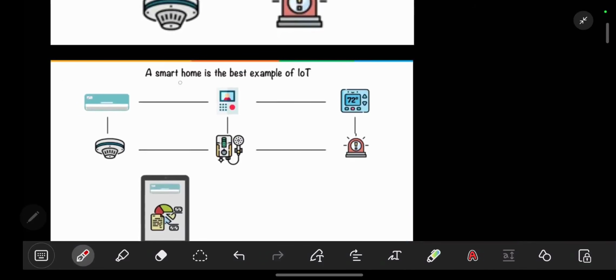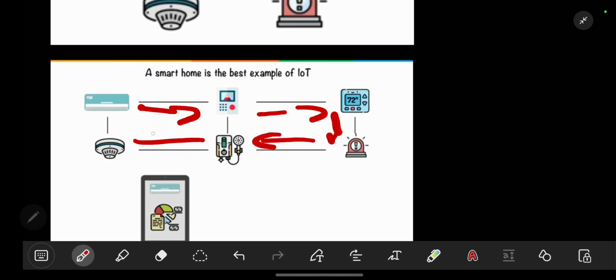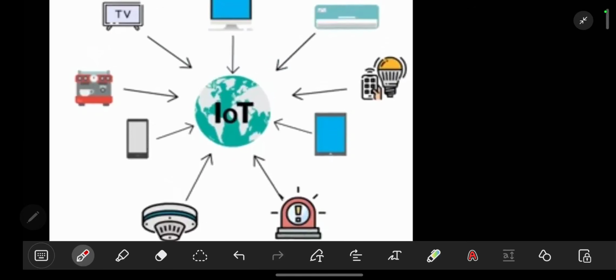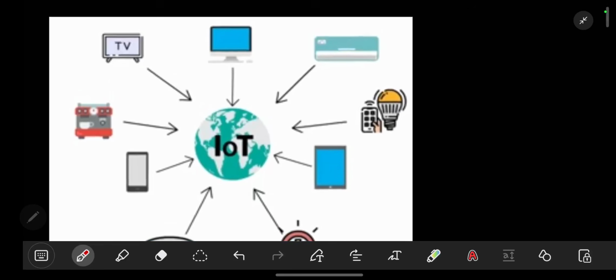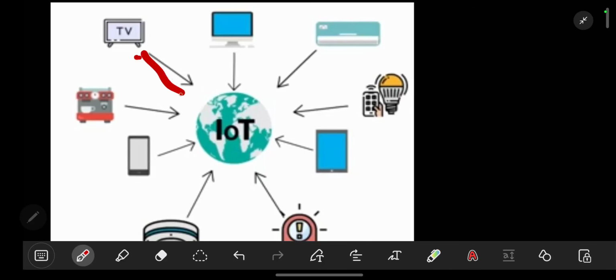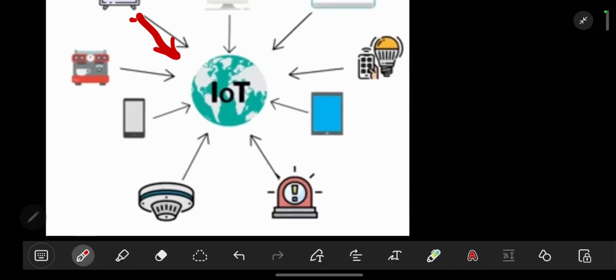So as you can see, a smartphone is the best example of the Internet of Things. These are able to interact with each other, the temperature reduction and all that. So in the world, there is the Internet of Things. Tablets, they are connected. We have tablets connected to each other. We have phones, we have computers, we have the TVs, we have other things.